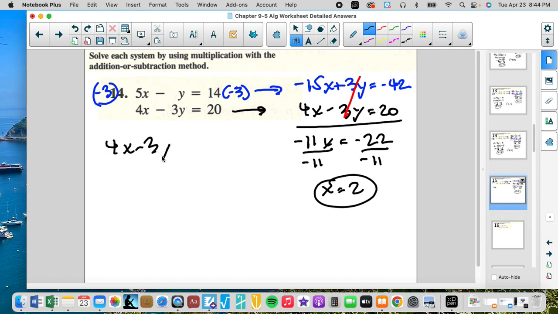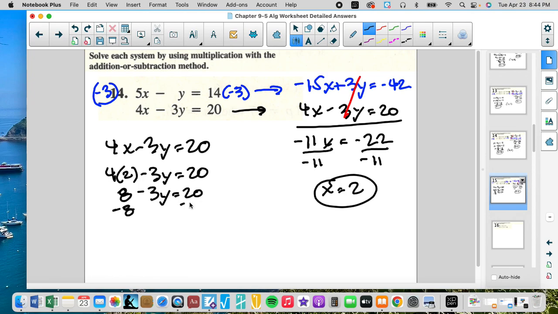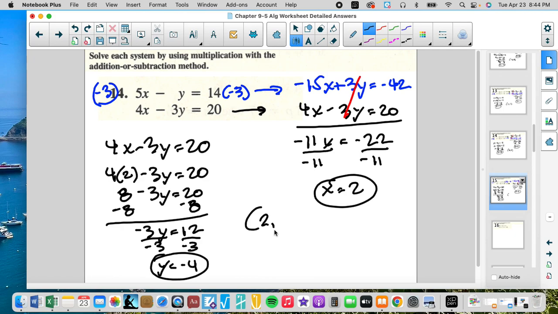4x minus 3y equals 20. 4 times 2 minus 3y equals 20. 8 minus 3y equals 20. Subtract that 8 from both sides. Negative 3y equals 12. Divide by negative 3, however, makes y equal to negative 4. 2, negative 4 is our point.